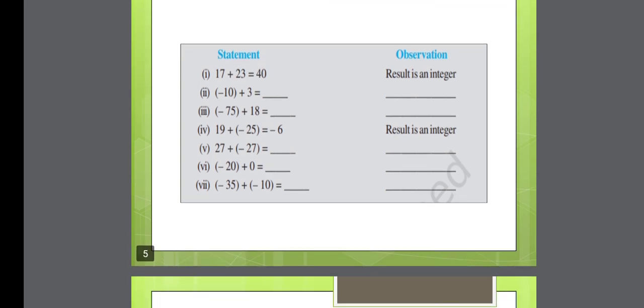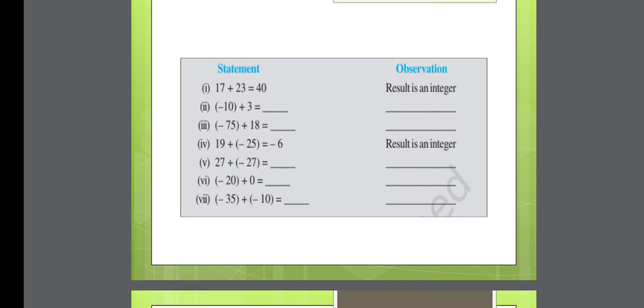Similarly in all the cases, 19 plus minus 25 is minus 6, the result is an integer. 27 plus minus 27 is equal to 0, the result is an integer. Minus 20 plus 0 is minus 20, which is again an integer. Minus 35 plus 10 is equal to minus 25, which is again an integer. So did you observe anything from this? You have observed that in all the statements the result is an integer.